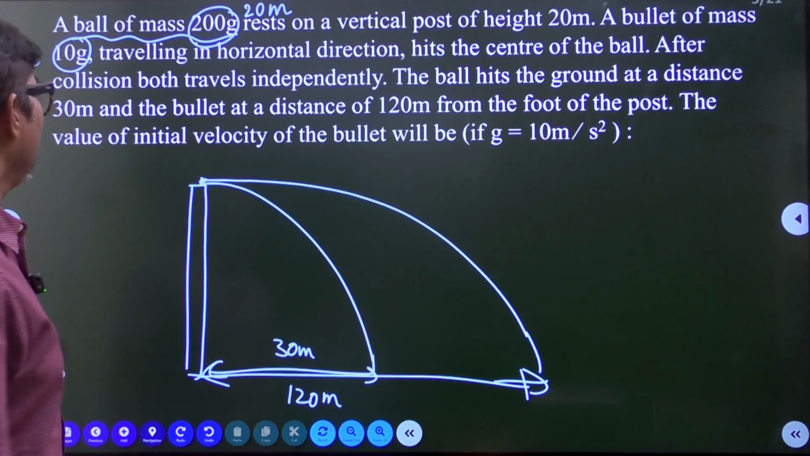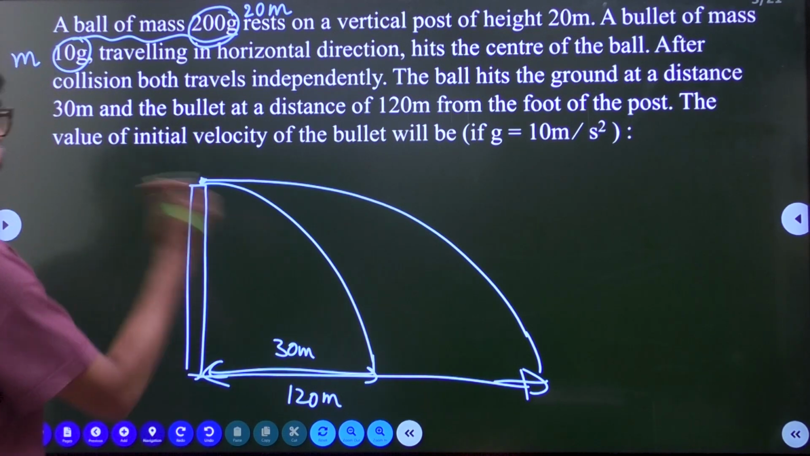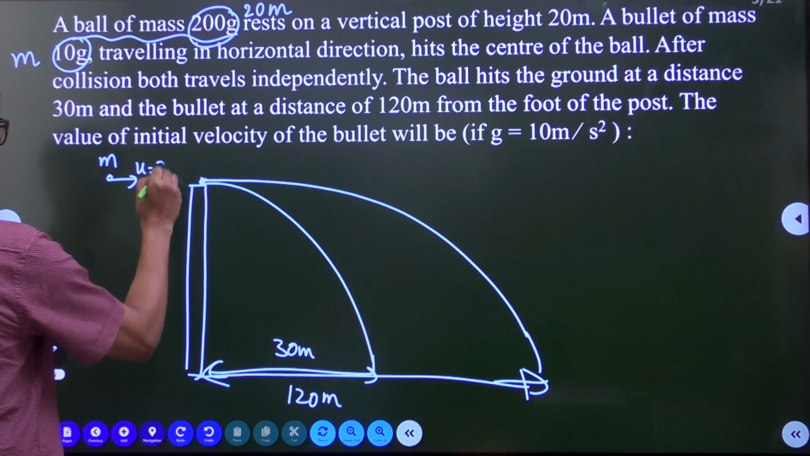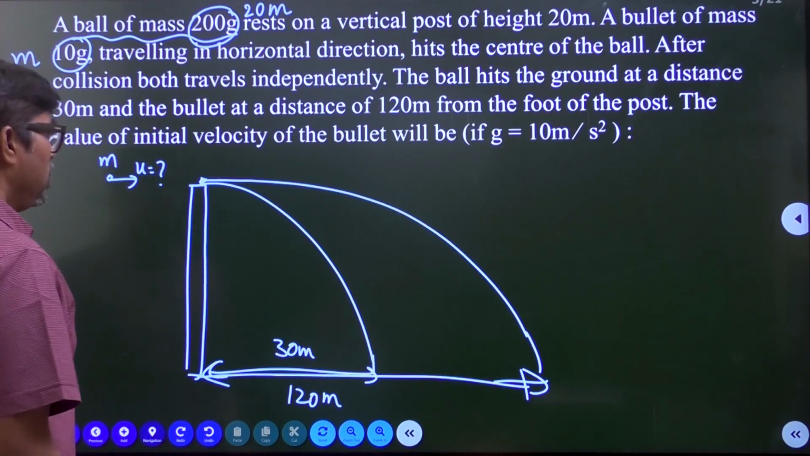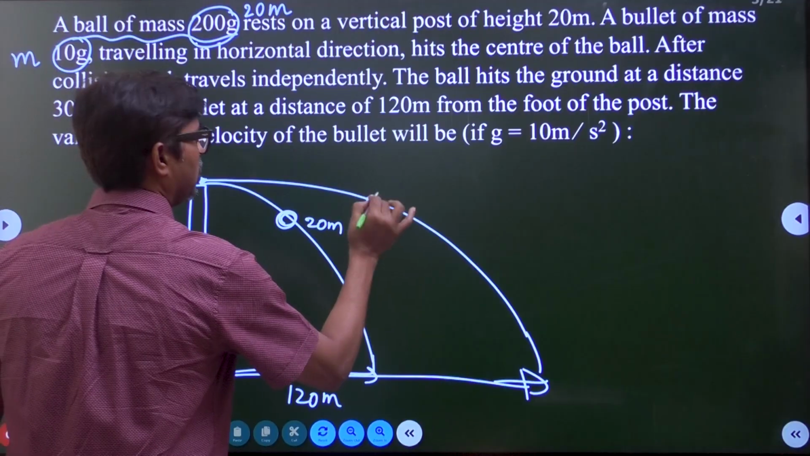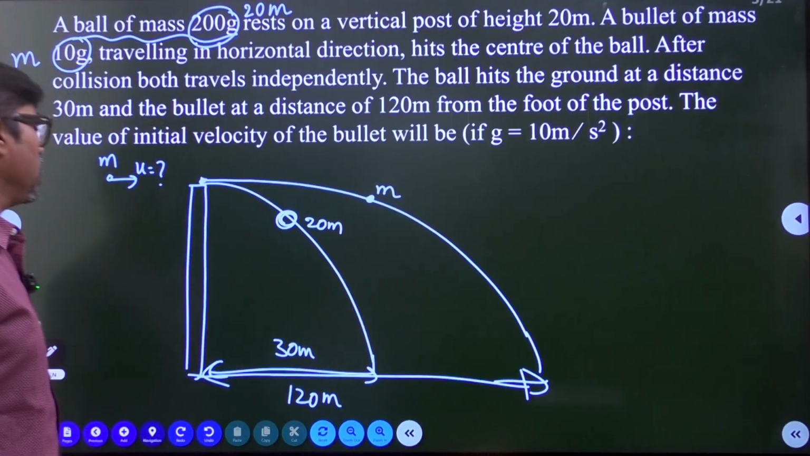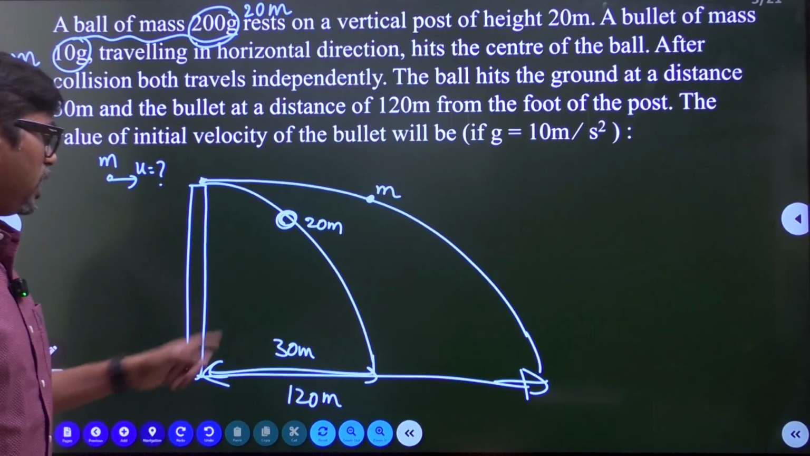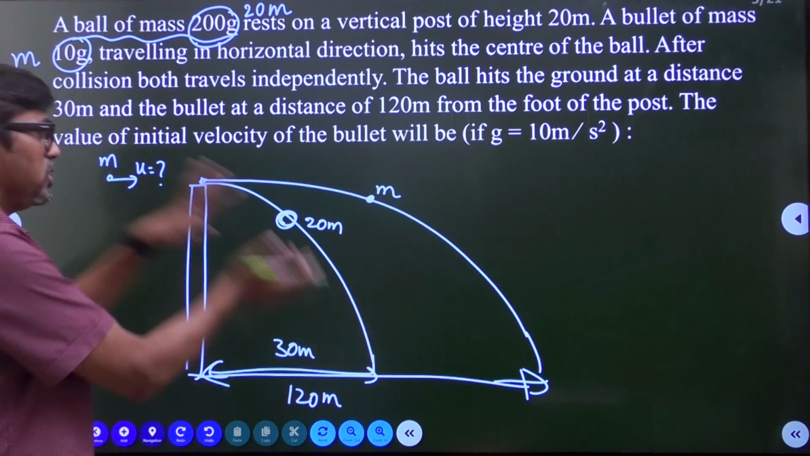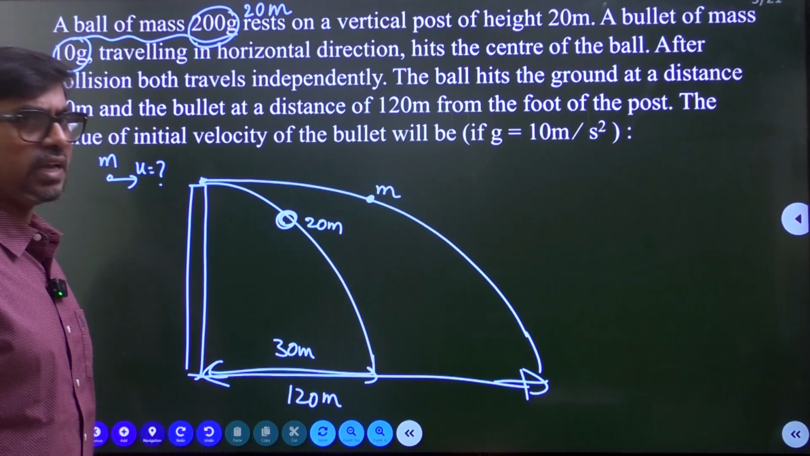Then the question is, what is the initial velocity of the bullet before the firing? Let's say the bullet has mass m and is coming with velocity u. This u we have to calculate. So the ball would have 20 m and the bullet has mass m here. Now that we have the horizontal displacements, we'll try to connect. This is a kinematics question connected to collision. First, let us do the backward calculations.